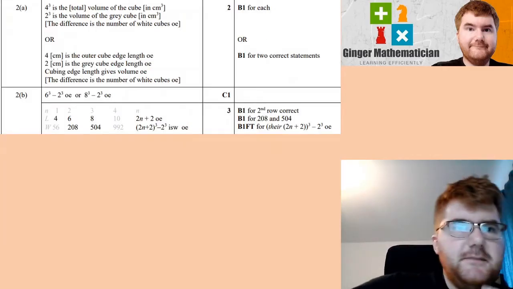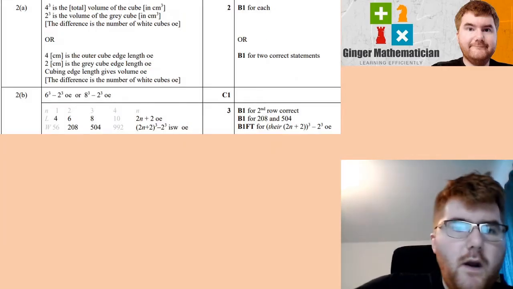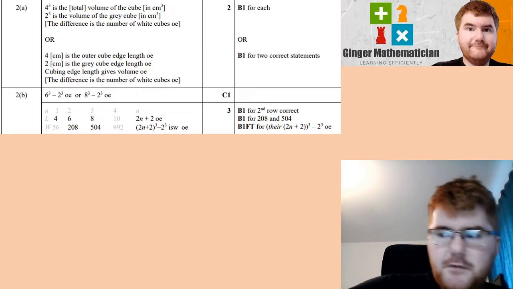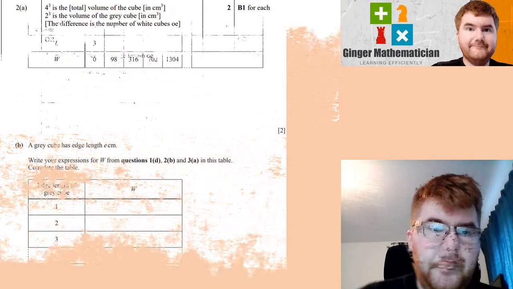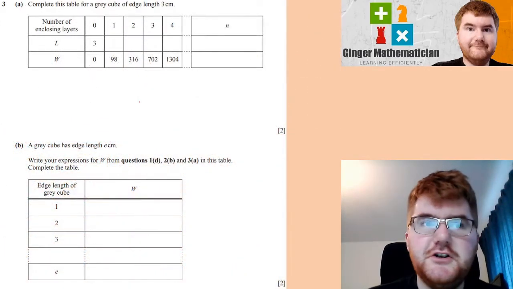Okay, so this is the mark scheme here, so you can see exactly where you pick up all the marks and where you pick up your method marks as well. Okay, and on to question 3.